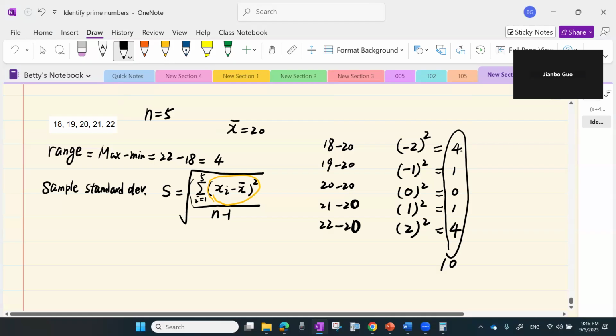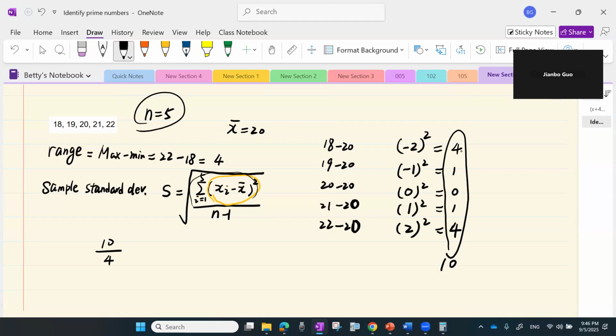So now we have this numerator. The radical has a numerator and denominator, right? Now we have the numerator, which is 10. And then we're going to divide the 10 by n minus 1, which is 4. N is 5, the sample size. 5 minus 1 is 4. And then take the square root. So basically, we are looking for root 2.5.